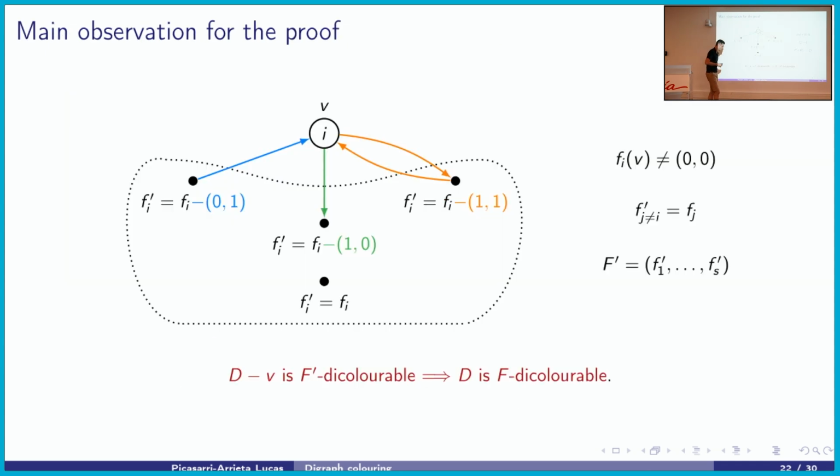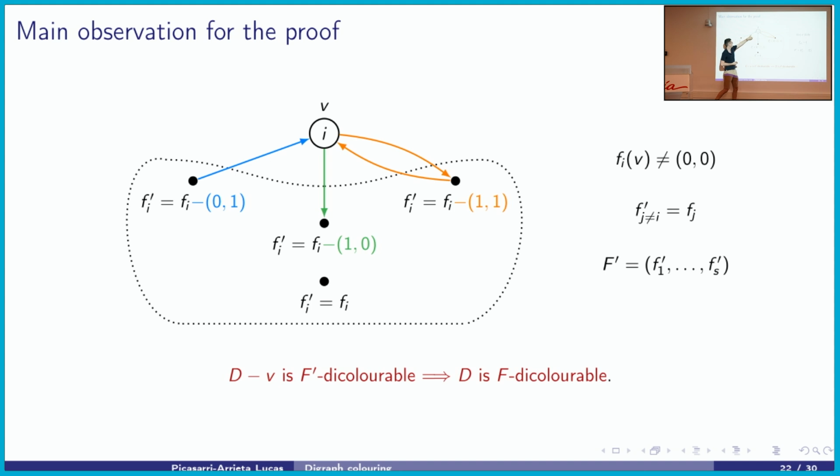Now I would like to show you the proof. The main tool for the proof is the following observation. Imagine that we have a vertex v, and we decide to color v with color i. This is possible only if f_i of v is not (0,0); otherwise, we cannot color v with color i. And then we just want to remove v and remember that it is colored i. For this, we just have to update the color budget on every neighbor of v, so they remember that they have a neighbor colored i. In fact, we just update the color budget for color i.